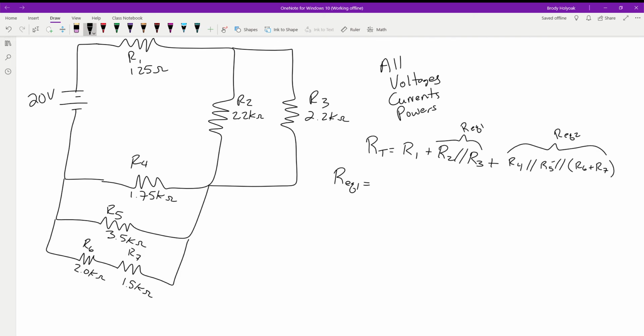So again, how many resistors do we have? 2. So we can either use the reciprocal method or we can use the product over the sum. Either way, doesn't matter. And you can divide it by 2 since they're the same. So this equivalent becomes 1.1 kiloohms. So in this case, we could use any one of our three methods for being able to find the resistance. So this branch is going to be 1.1K.